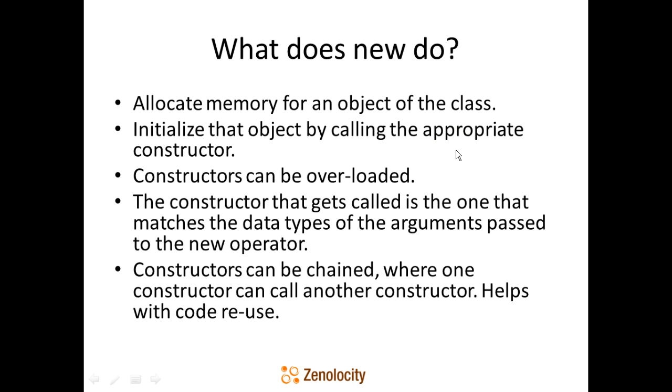And constructors can be overloaded. That means you can have one constructor with different kinds of arguments in the method signature. And the constructor that gets called is the one that matches the data types of the arguments passed to the new operator. And constructors can be chained, meaning that one constructor can call another constructor. This helps to promote code reuse.